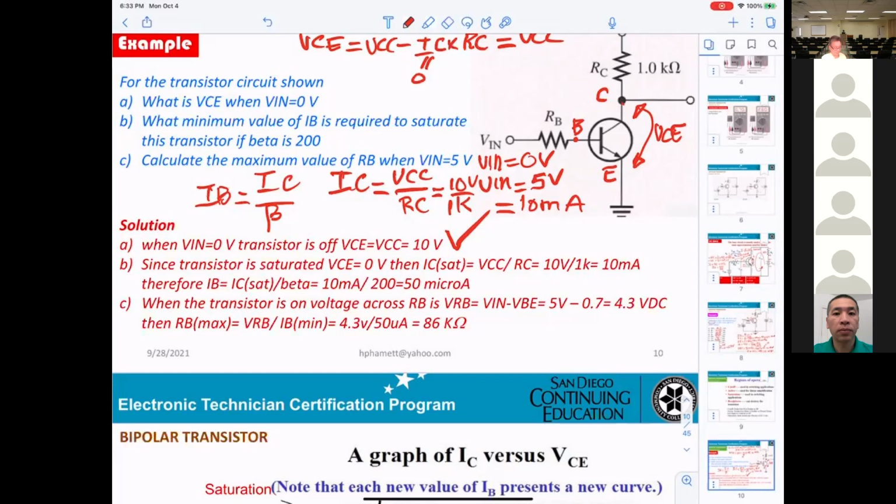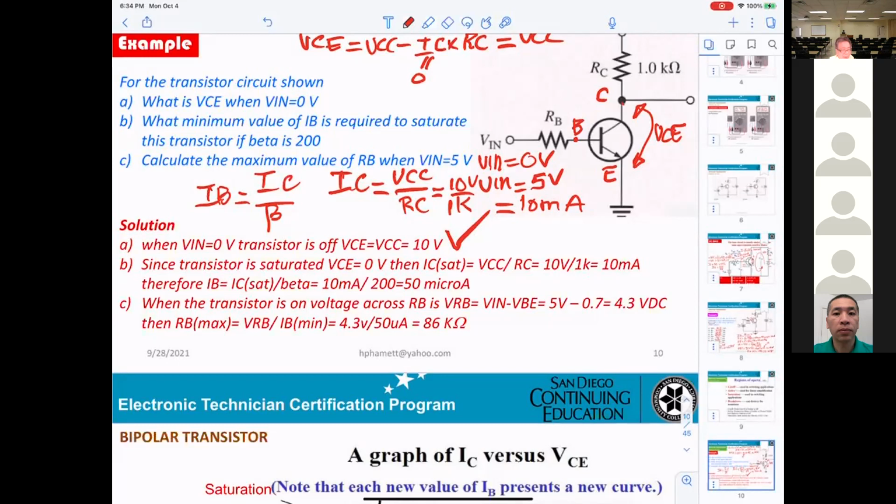I understand this, teacher, but that's not what I'm asking. I'm asking why you use, in letter C, to find the RB max, right? Why do you use 50 microamp? How come we get 50 micro? Yeah, micro. Okay, you get the current IC of 10 milliamp.